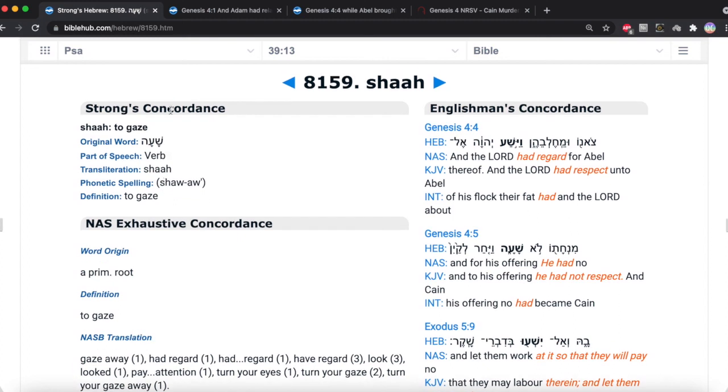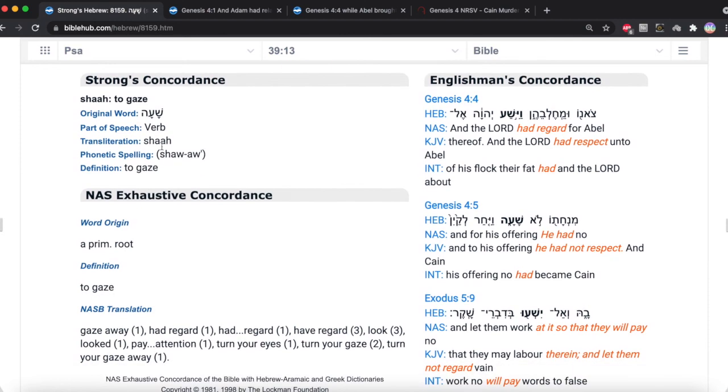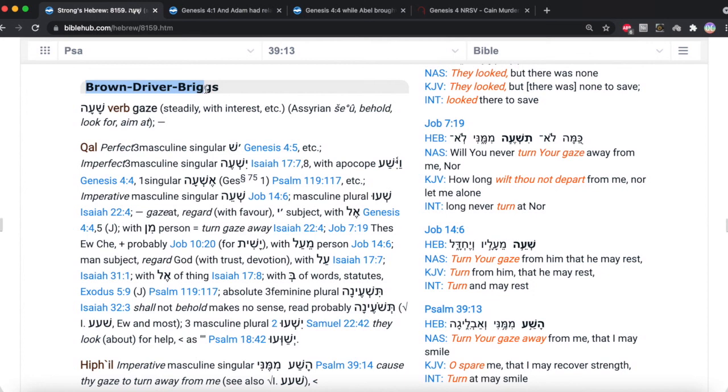So Strong's Concordance tells us the number Strong assigned to this verb is this one. That's why that was the link to find this dictionary page, basically. And so yeah, we have the most basic idea of gaze. I really like, if you keep scrolling, you find Brown-Driver-Briggs. These are the last names of three people who made a dictionary together for Hebrew, and they tend to have even more information. Gaze steadily with interest, etc.